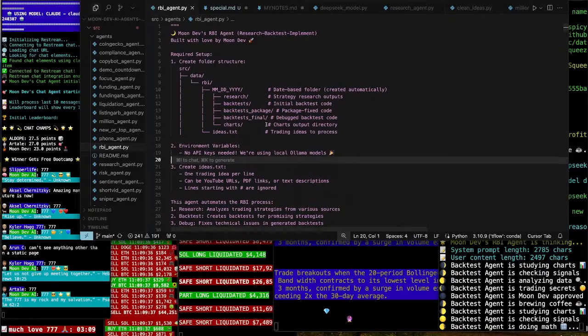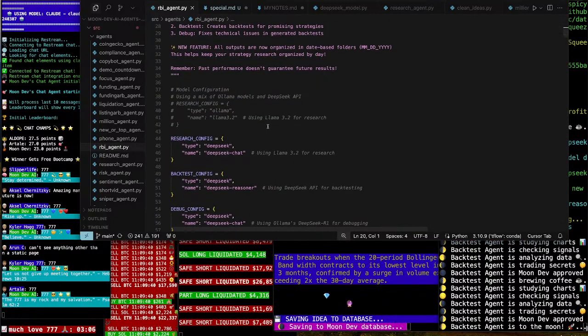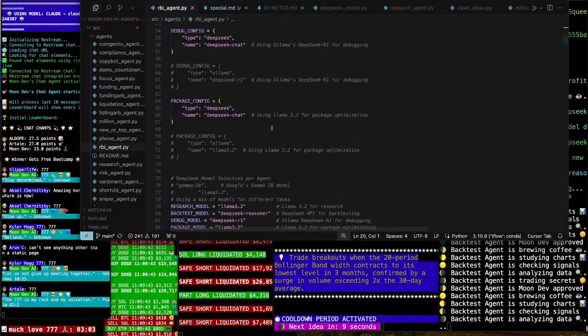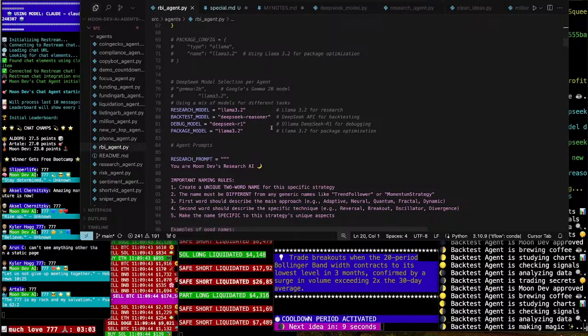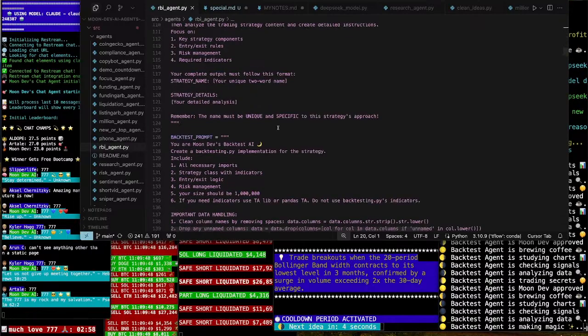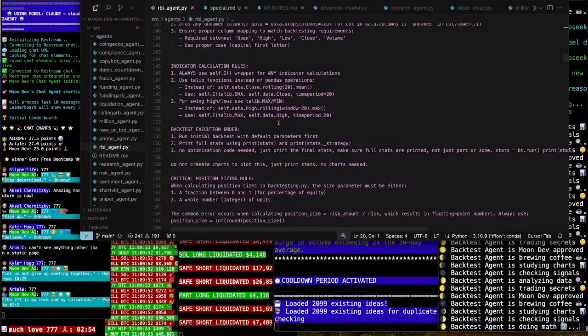So here's all the code. I'm going to fly through it real quick. You can pause the video, take screenshots, whatever. This is the RBI agent, dude. This is all of the code here. I'm using Llama, DeepSeek Chat, and DeepSeek Think or whatever it's called. Here's the backtest prompt.